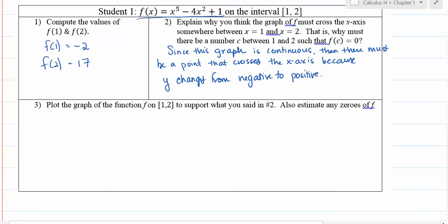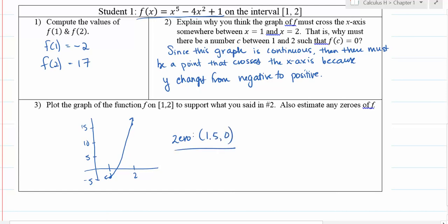Okay, if I were to plot the graph here from 1 to 2, going by 5s, this graph is continuous, so we can see it would have to cross the x-axis at some point. If you estimate your 0 on your calculator, it should be at approximately 1.5, 0. All right, the rest you should be working on this worksheet. If you have any questions, let me know.